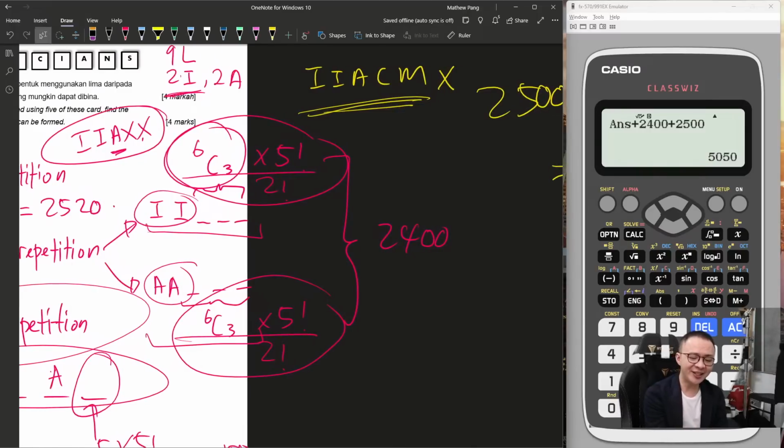So if this code can exist, then which part should it be included in? 1 repetition, 2 repetition, or no repetition? Now I want to have 1A but double I. So try to think about it, then you will know why I actually choose 6C3.